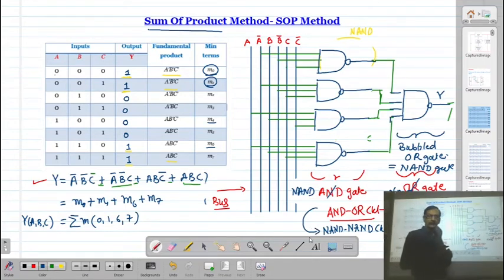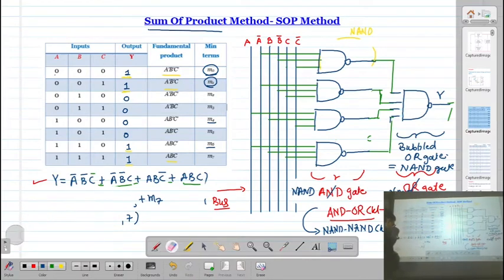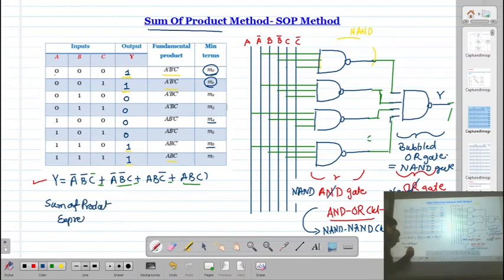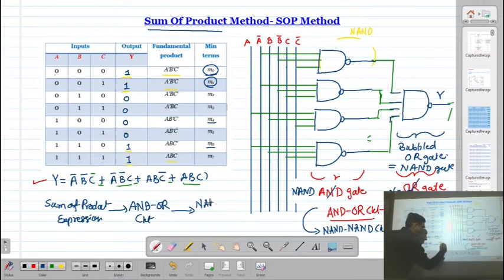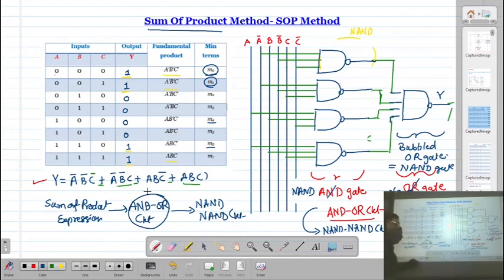So here, in short, you have to remember that the sum of product expression will produce an AND OR circuit, and that is replaced by a NAND circuit. Remember, at this stage we have not simplified the circuit, but you can simplify. Ultimately, if it is a SOP expression, you will always get an AND OR circuit, or you will get a NAND circuit. Correct? Okay.